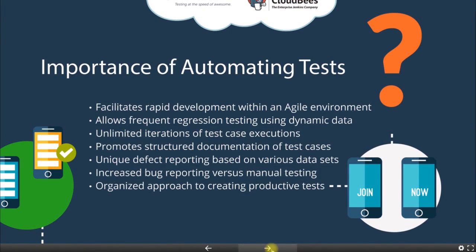Now, what is the importance of automating tests? They facilitate rapid development within an agile environment. They allow frequent regression testing using dynamic data. Unlimited iterations of test case executions. Promotes structured documentation of test cases. Unique defect reporting based on various datasets. Increased bug reporting versus manual testing. And an organized approach to creating productive tests.